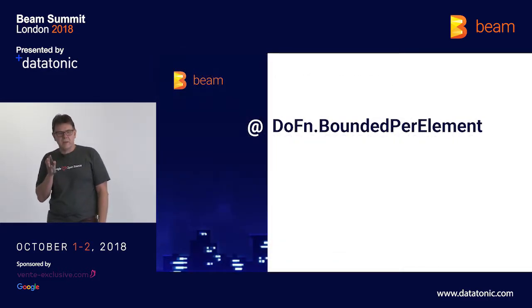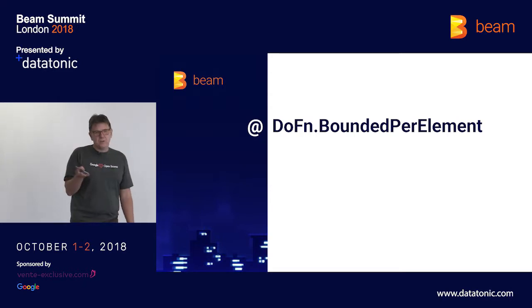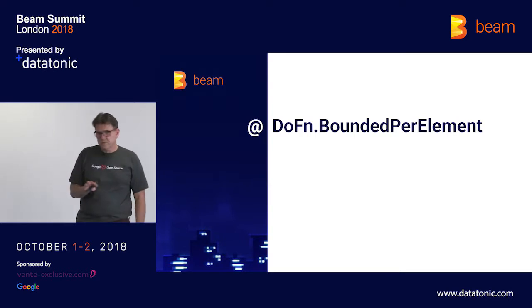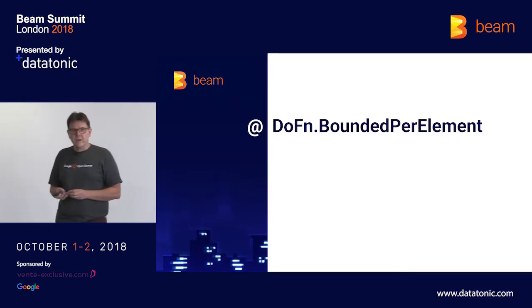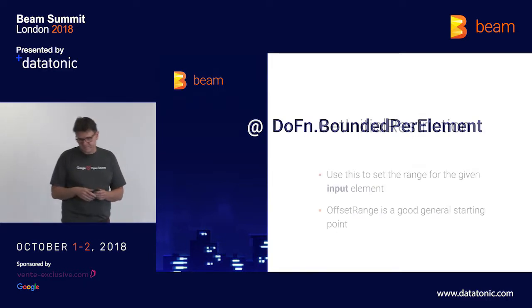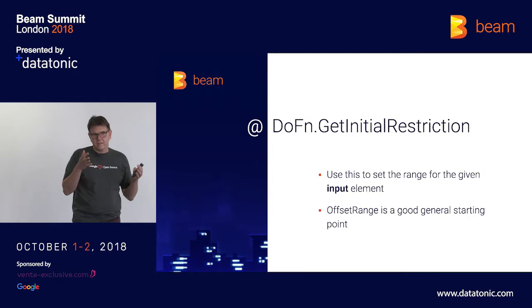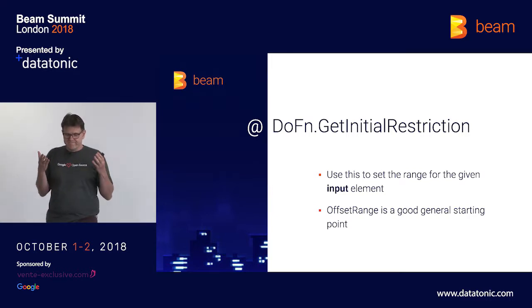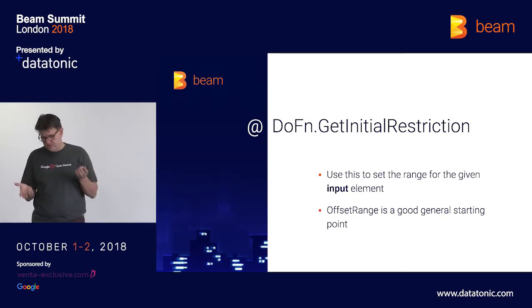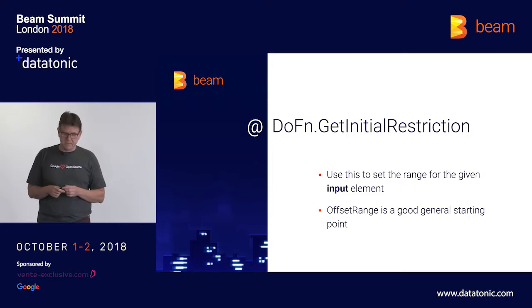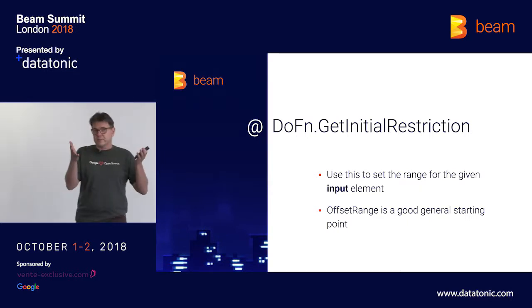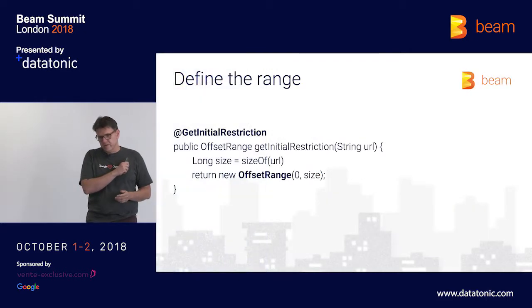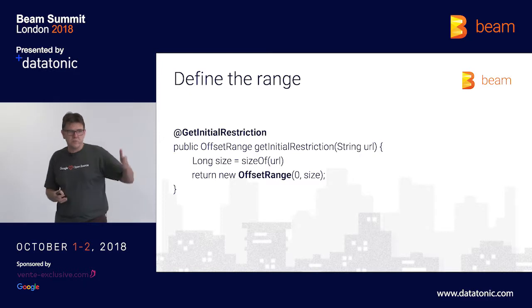So what does the API look like? You start by taking a normal DoFn, and you start by adding an annotation. It's optional, but if you're a good citizen, you indicate this class is bounded per element, so you have a clear indication that it's an SDF. Then, instead of doing the process per element first, you say what the initial amount of work is, and you do that by writing a method, get initial restriction. And then you can say, for the URL for example, the amount of work that I have to do is from 0 till the file size.